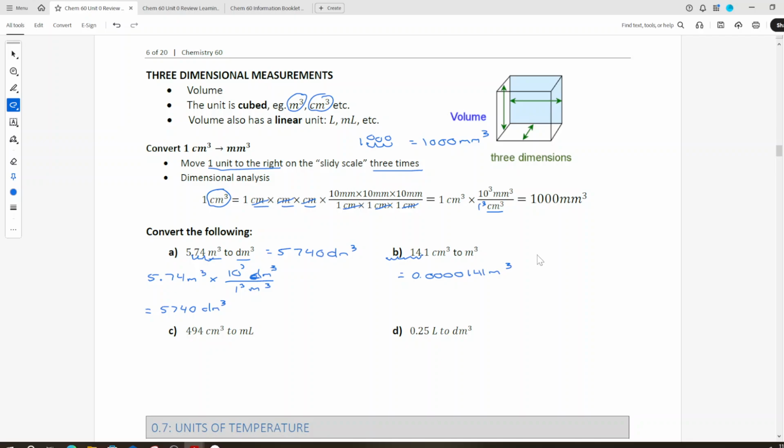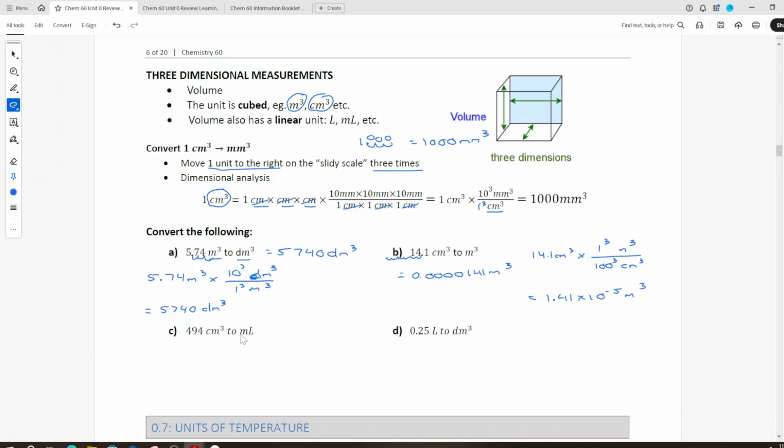If I was to do this using dimensional analysis, I have 14.1 centimeters cubed. I'm going to get rid of the centimeters cubed. I'm going to convert to meters cubed. I know that 1 meter is 100 centimeters, so 1 cubed would be 100 cubed. So I'm dividing by 100 3 times, or I'm doing 14.1 divided by 100 cubed. And that's going to give me, and you could write in scientific notation, 1.41, maintaining sig figs, times 10 to the negative 5 meters cubed.